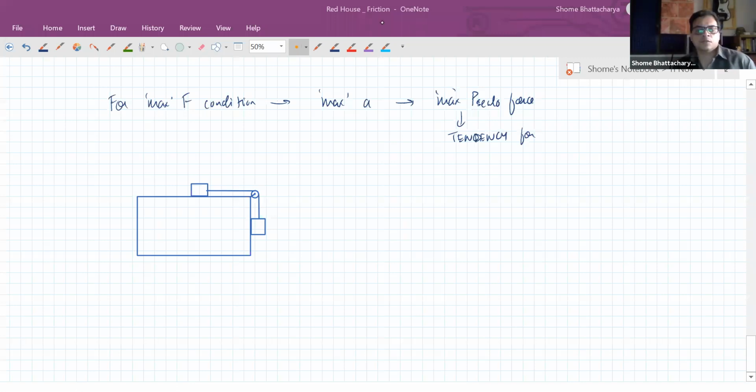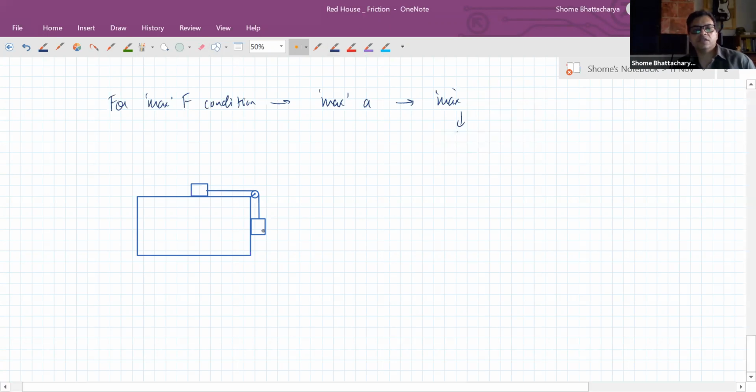Yeah, so coming back, when we have this maximum pseudo force condition, the tendency to slip is the other way. This block has a tendency to slip towards the left, and this block has a tendency to slip upwards because the pseudo force is too much. So tendency to slip for A is left and for B up.